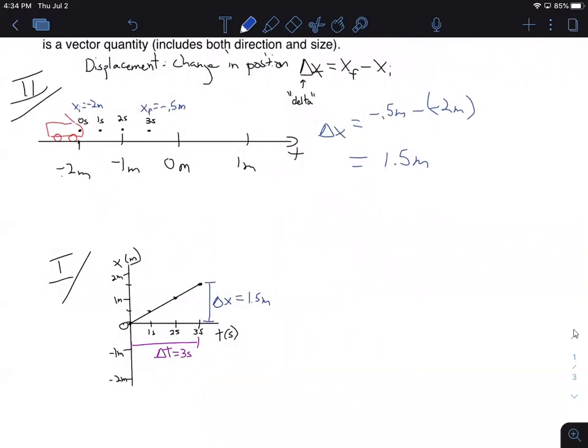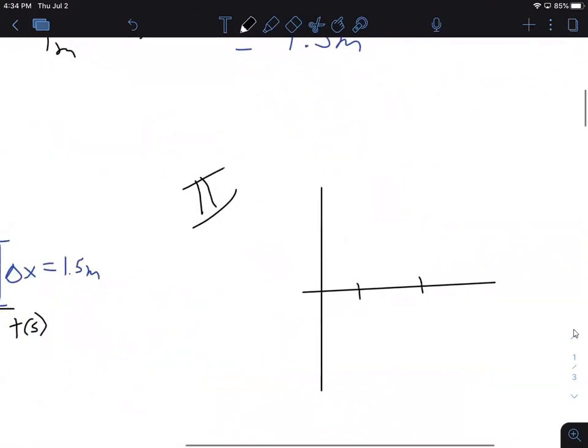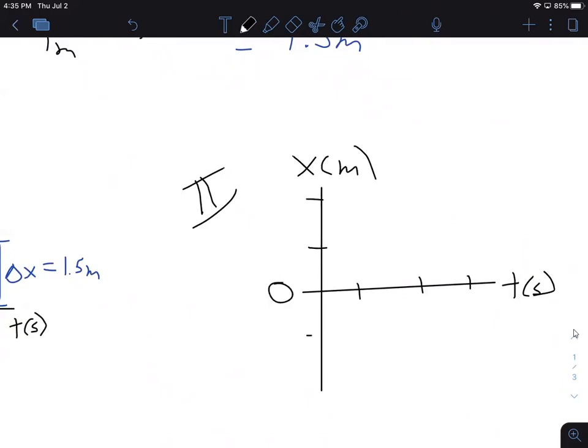If I draw this the situation 2 way, where I had my origin arbitrarily chosen to be somewhere to the right, I am going to get a slightly different looking graph. So again, I'm going to have 1, 2, 3 seconds. So here we have time in seconds, position in meters. Here's my 0. 1, 2, -1, -2.